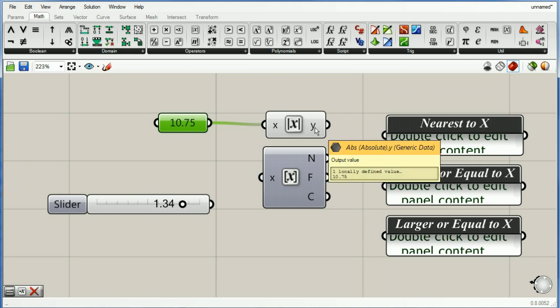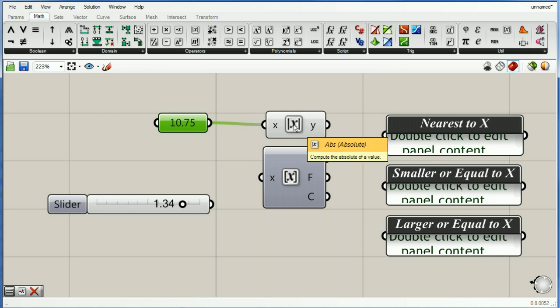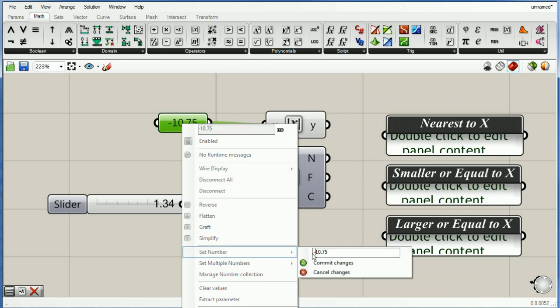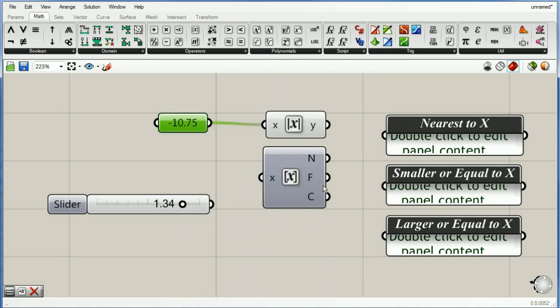As you can see, nothing happens. The number stays the same. But if we change the value to minus 10.75, I guess you already know what's going to happen. The absolute component makes this value positive all the time.